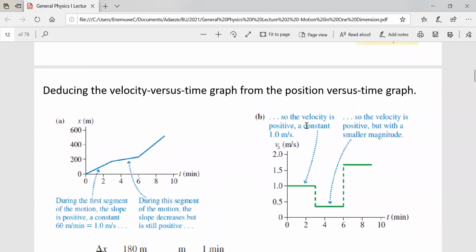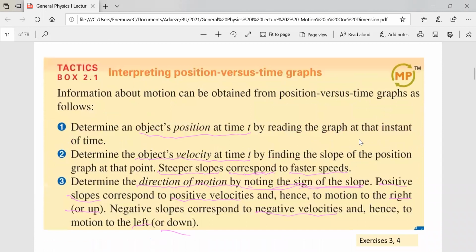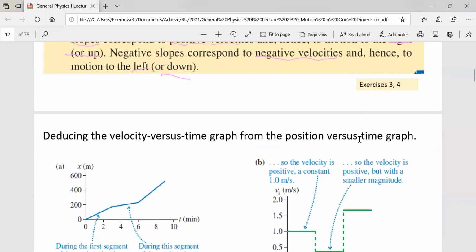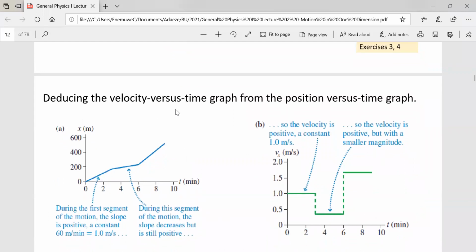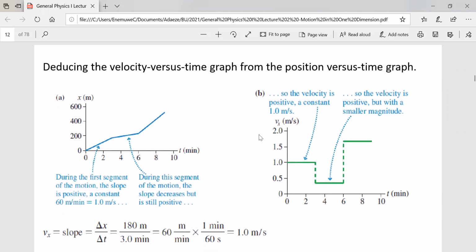So we can say a lot from the position time graph, and we have established that it can tell us the velocity of the moving object. How then do we deduce the velocity time graph from the position time graph? This is the example of the position time graph we saw earlier. We want to deduce the velocity time graph from it, and we have established that the slope is actually the velocity.